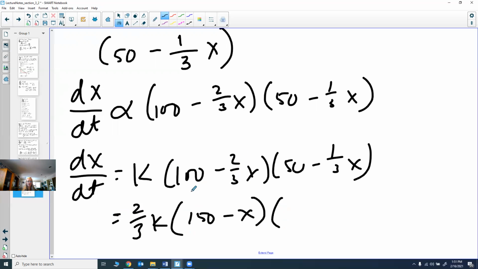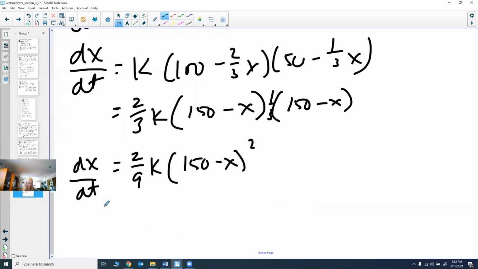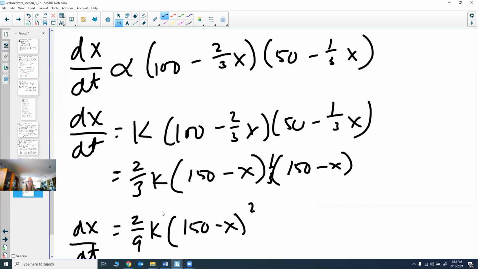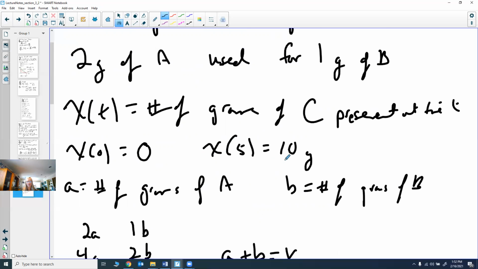Think of it as 2/3 of 100 is 150. And then you're going to take 2/3 out of this one. Or actually, I'm going to take 1/3 out of this one, and 1/3 of this one is going to give me 150 minus X also. So we end up with 2/9 times your proportionality constant times 150 minus X squared. Now this is separable, and you can solve this equation. I'll let you do that once you separate it and find the solution. Remember that you were told that the amount of C after 5 minutes is 10. That will allow you to find that K, and then your 0 will allow you to find your constant.